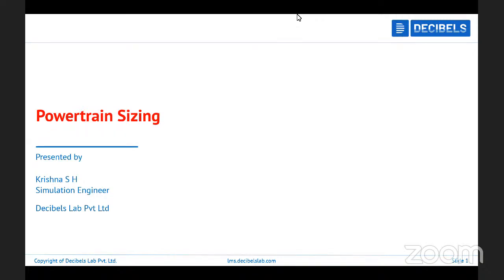Part of today's bootcamp, we will be discussing powertrain sizing using Microsoft Excel. We will be discussing the details of component sizing, at least the motor for today's discussion. This session will be delivered by Mr. Krishna, our senior simulation engineer at Decibels Lab.